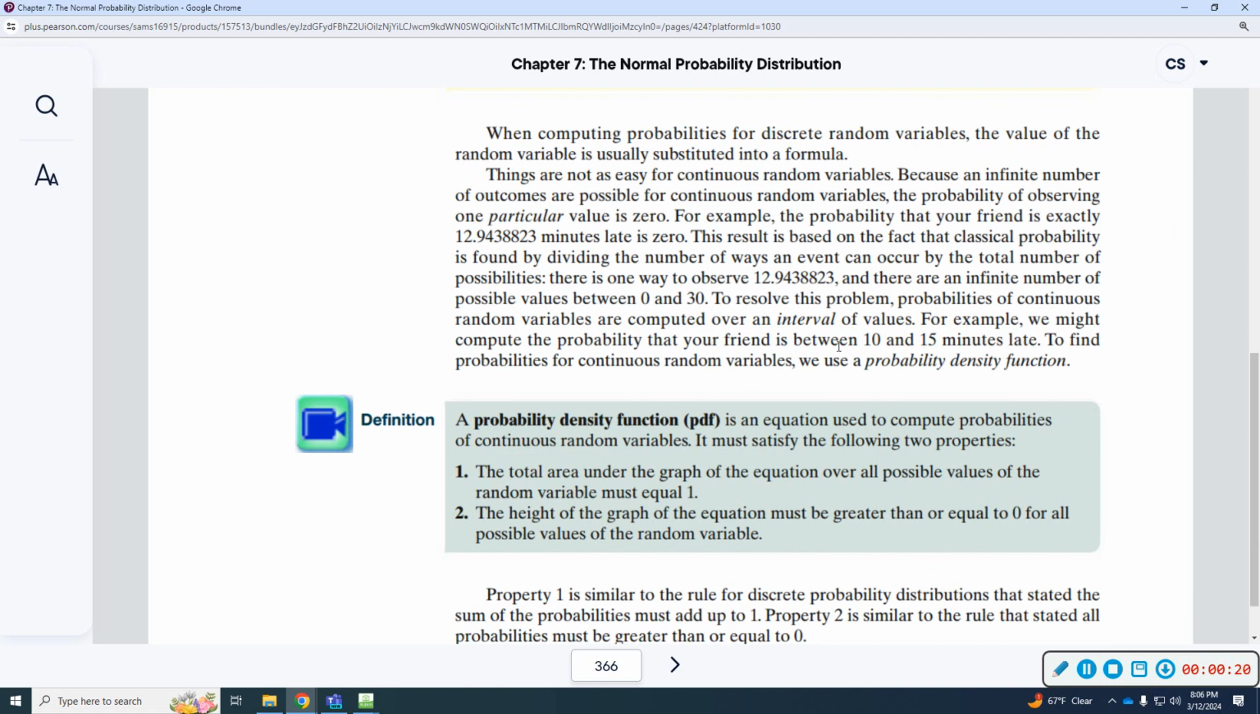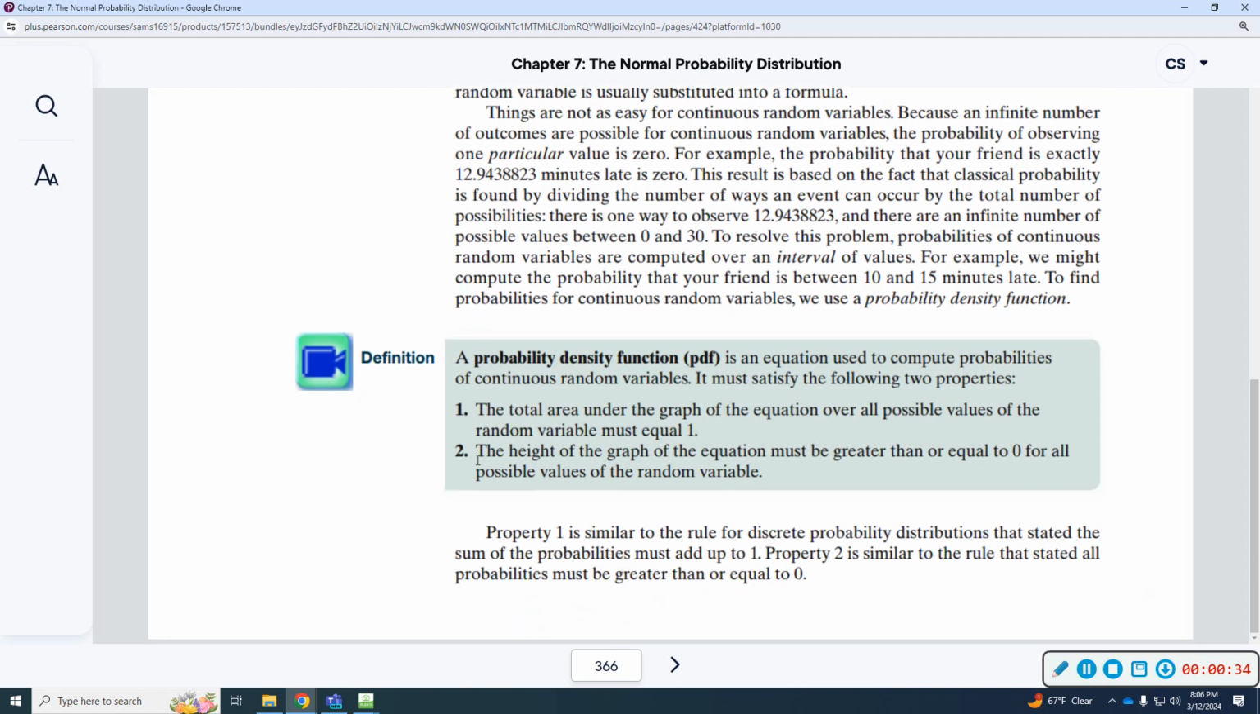I know in the previous video I said use the D to refer to discrete and continuous when we were finding the probability of those, but the actual meaning of PDF is probability density function. And then here are a couple of the properties that you need to be familiar with when identifying a probability density function. So one, the total area under the graph of the equation over all possible values of the random variable must be equal to 1. And then the height of the graph of the equation must be greater than or equal to 0 for all possible values of a random variable.